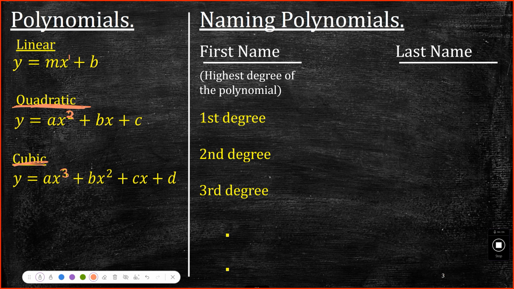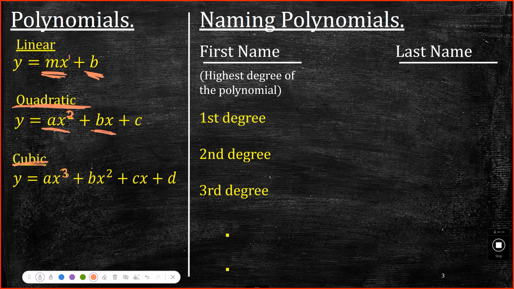Its last name would be the number of terms in that polynomial. So how many terms are there here in this linear function? How many terms? In between pluses and minuses, the number of terms. 1 term, 2 terms. How many terms are there for this quadratic? How many terms?